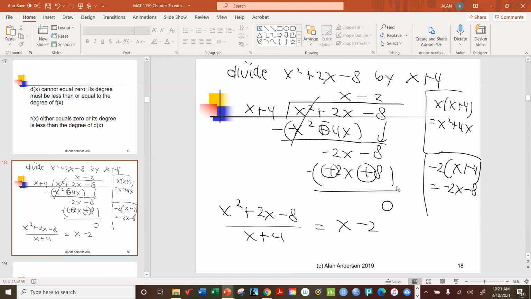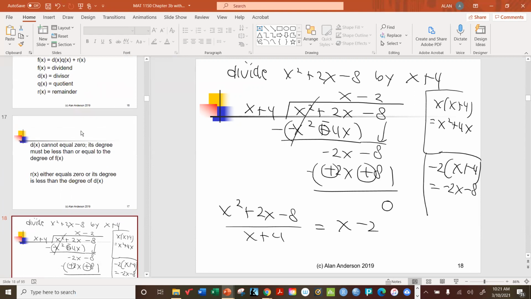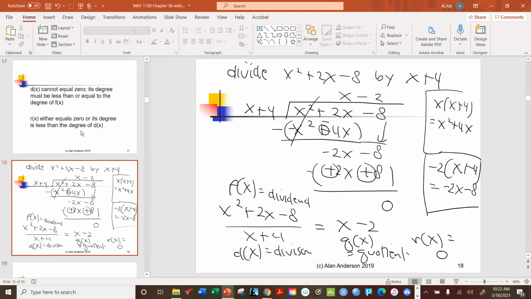So here we have a dividend. The original function is the dividend. D of x is the divisor. Q of x is the quotient. And in this case, R of x is 0. There's no remainder. Okay, so that means we're done. We've divided successfully x squared plus 2x minus 8 by x plus 4 to come up with this result.